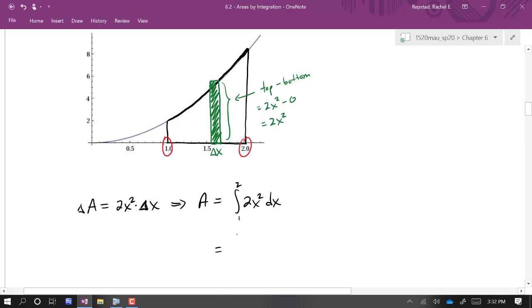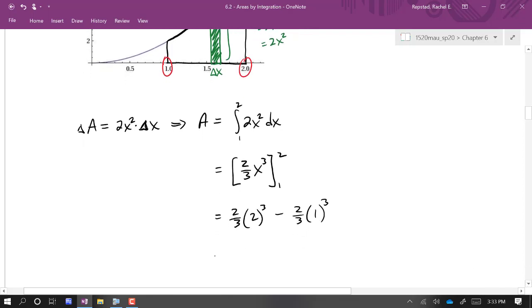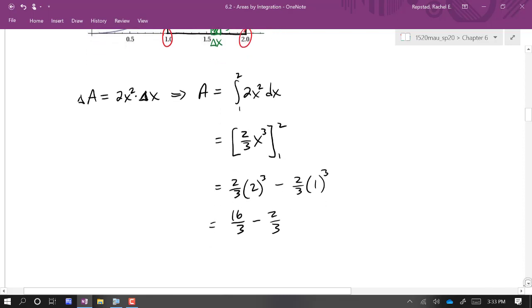It's a power rule integral. So the result is 2/3 x cubed. We're going to evaluate this from 1 to 2. So 2/3 times 2 cubed minus 2/3 times 1 cubed, which is 16/3 minus 2/3, or 14/3.